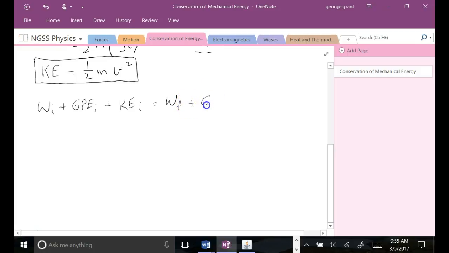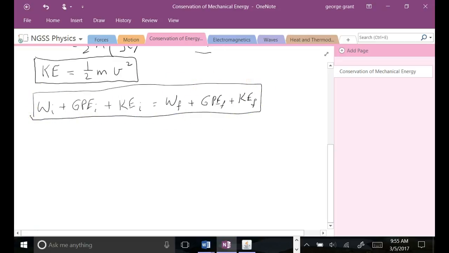We might have gravitational potential energy at the end, and we might have kinetic energy at the end of this process. Okay, so this is a statement of conservation of energy for mechanical energy. Now this looks very menacing, but we're not going to always use all these terms because some of them may contain no energy, depending on what we're doing.